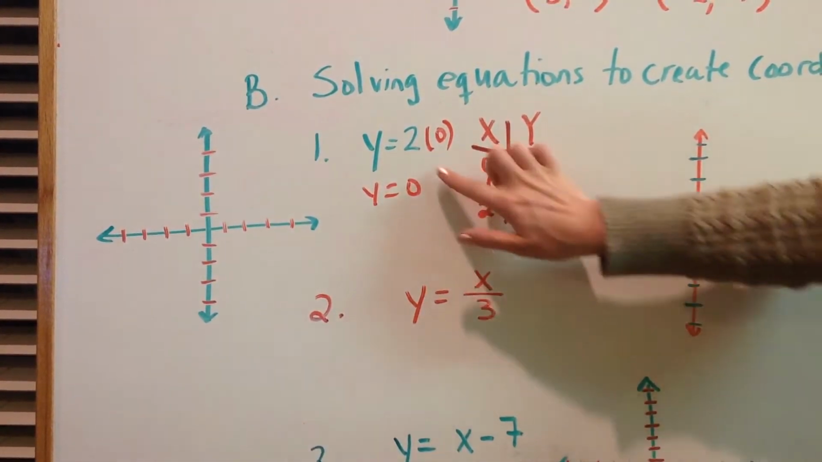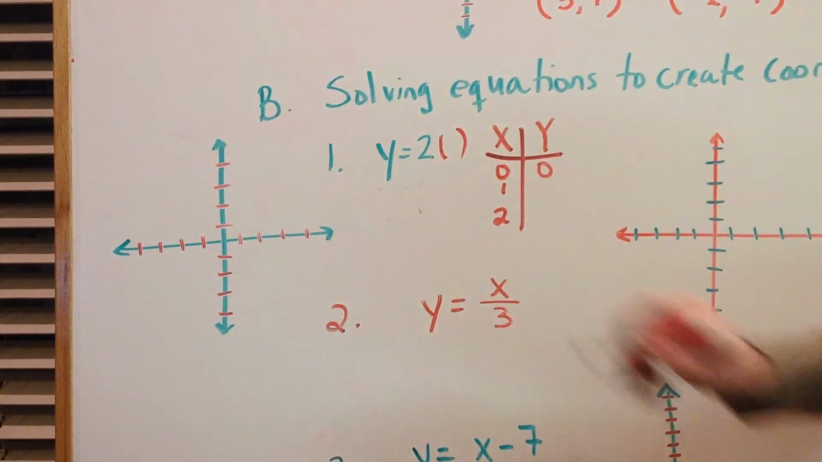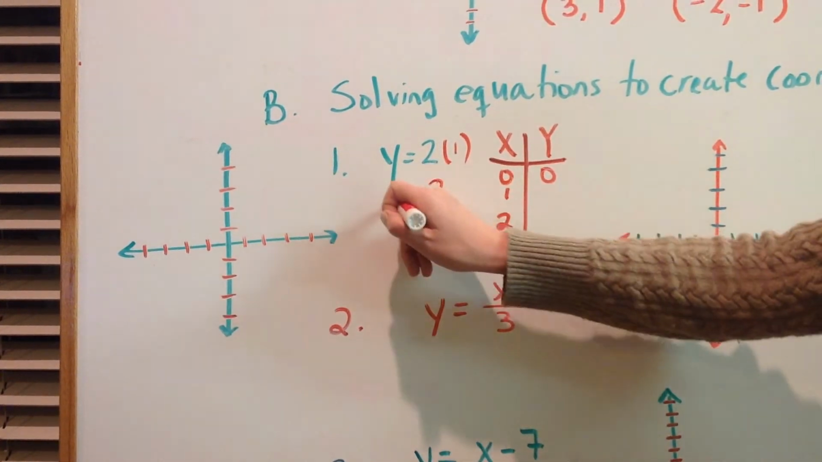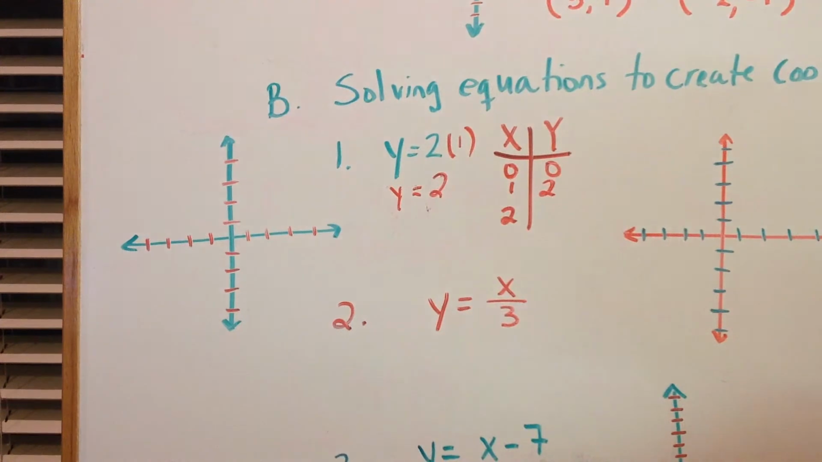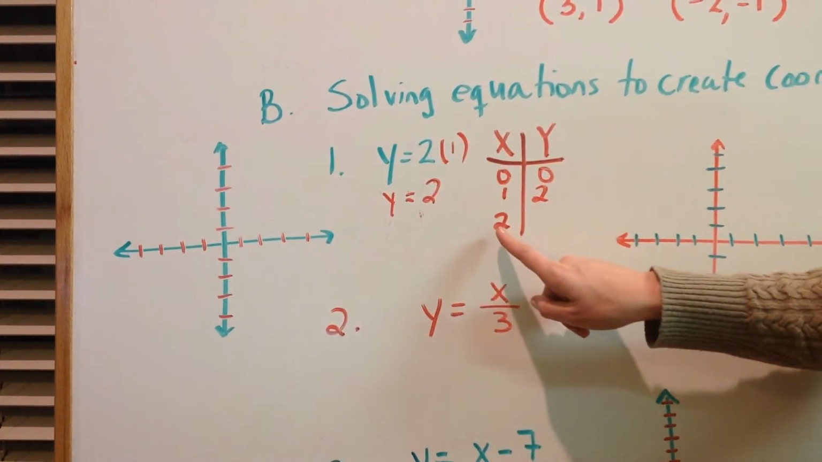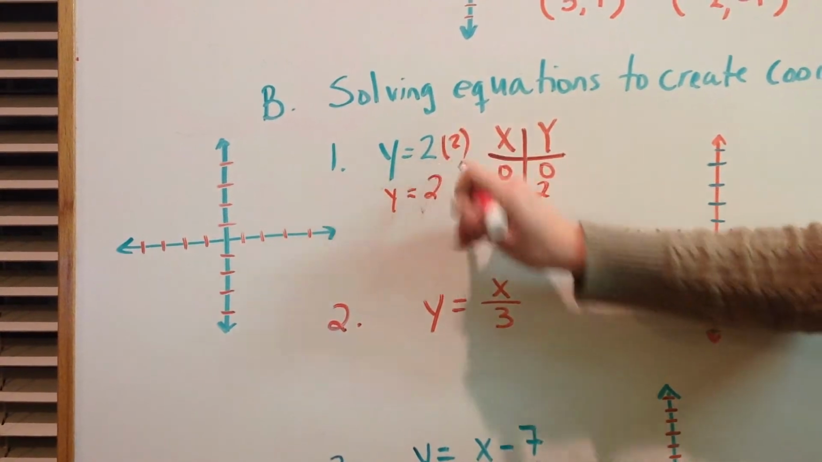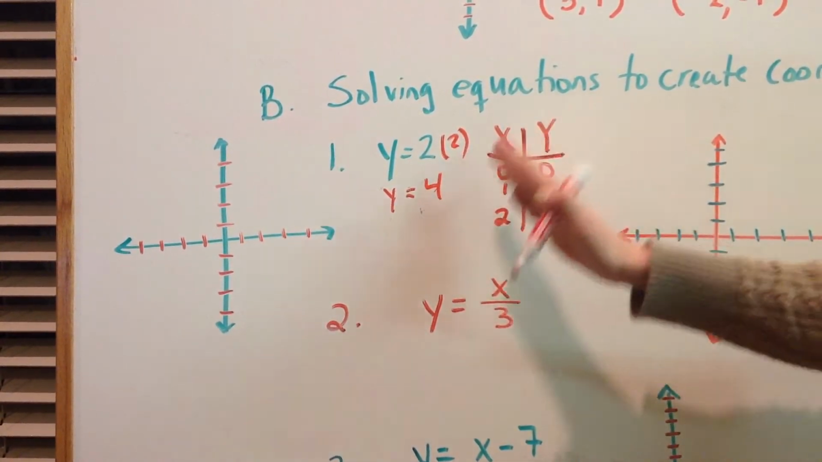So now I'm going to solve the problem again. But this time I'm going to replace my x with 1. 2 times 1 is 2, so y equals 2. And the third time I'm going to solve for 2. I'll put my x equals to 2, and 2 times 2 is 4. So now I have all these numbers.